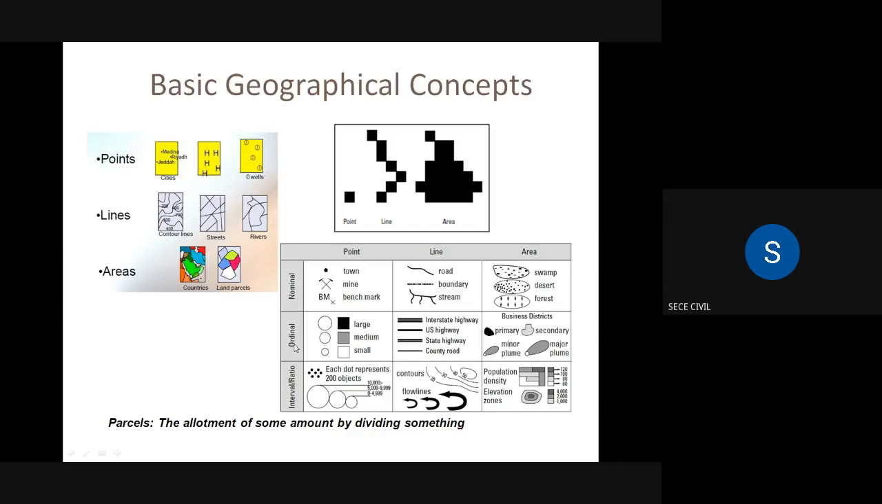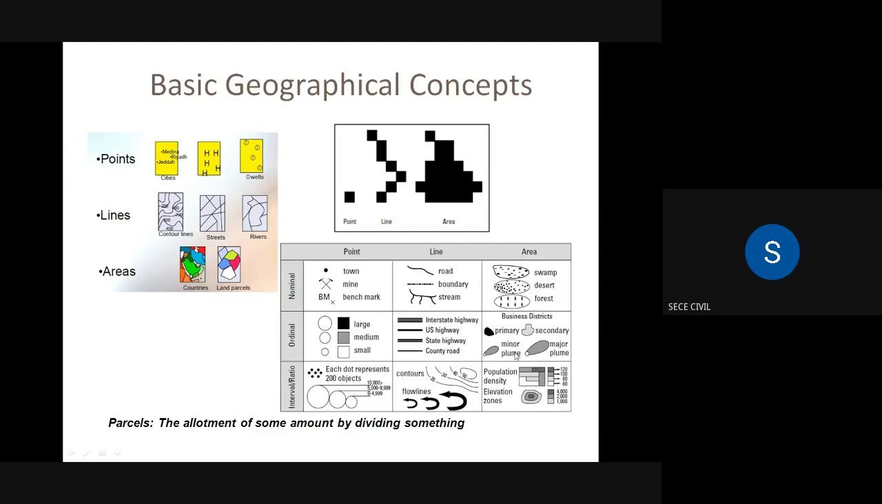And these are ordinal symbols. For points, they use large, medium, small kinds of symbols. For lines, an interstate highway uses this type of line symbol, a US highway uses this, then state highway, and for a country road. For areas, a business district uses this type of symbol for primary, and for secondary and for major areas they use this kind of symbol.